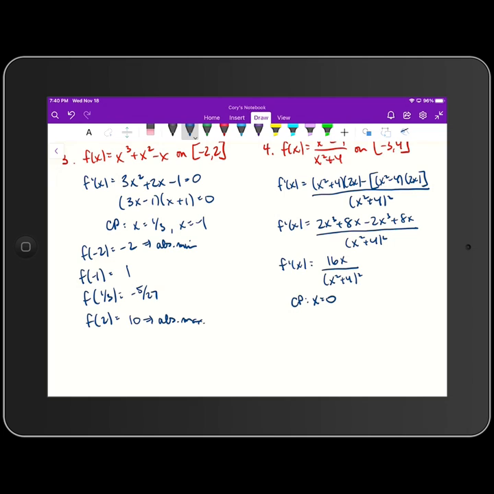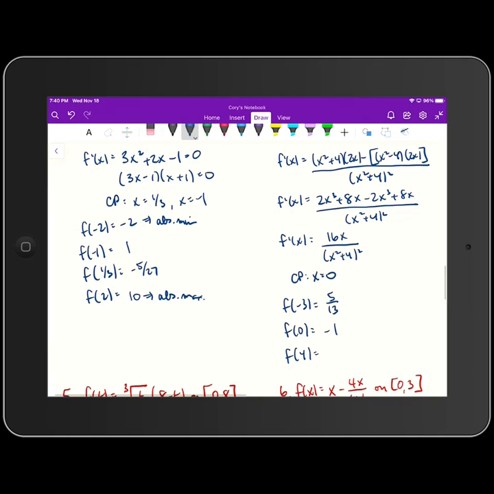So we're going to test the function values at -3, the critical point 0, and the other endpoint of 4. When we evaluate at -3, we get 5/13. When we evaluate at 0, we get -1. When we evaluate at 4, we get 3/5. So it's very clear what the smallest value is. It's -1, so that is our absolute min.